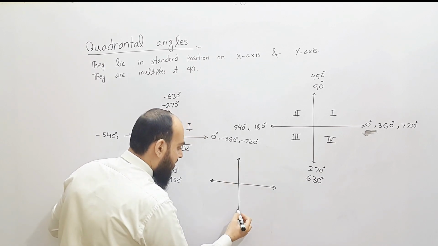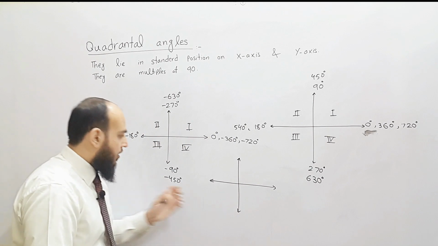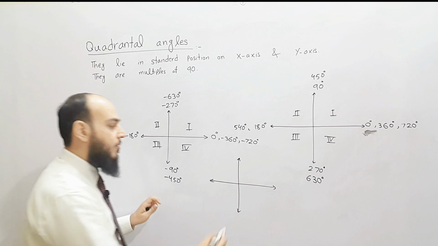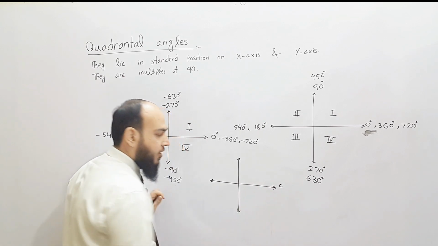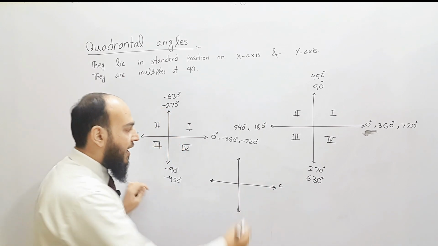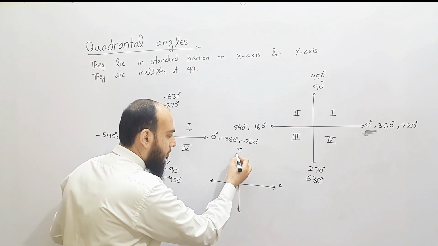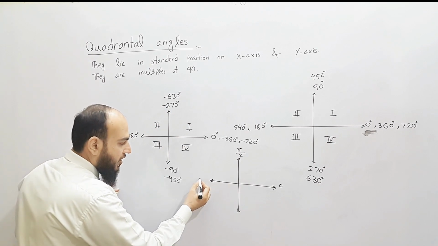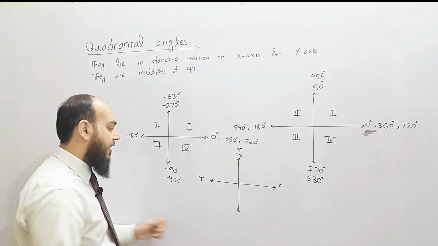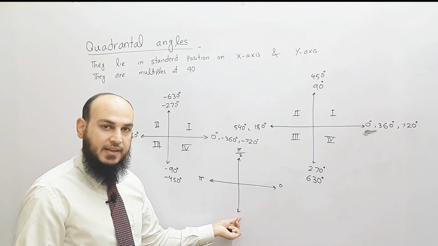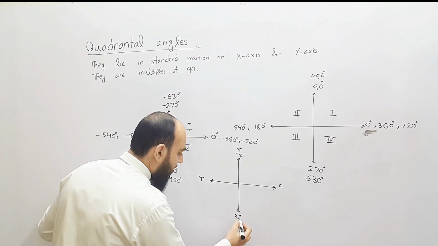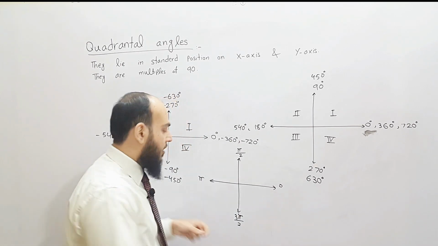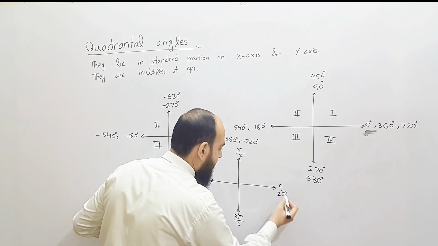Let's see how you can write the quadrantal angles in the form of radians. Okay, 0 degree in the form of radian is 0, and here 90 will become pi by 2 radian, and 180 is pi radian, and 270 degree is 3 pi over 2 radian, and 360 degree is 2 pi radian.